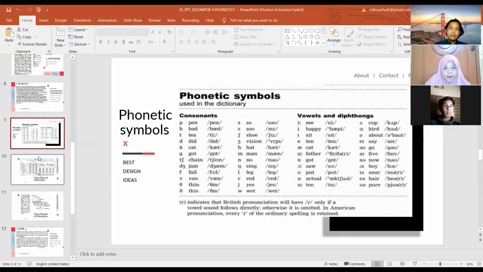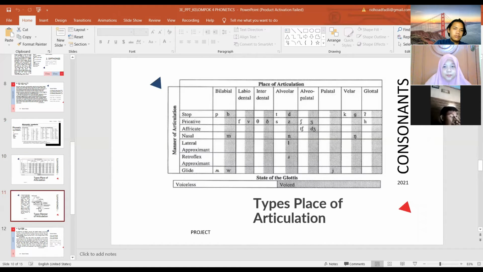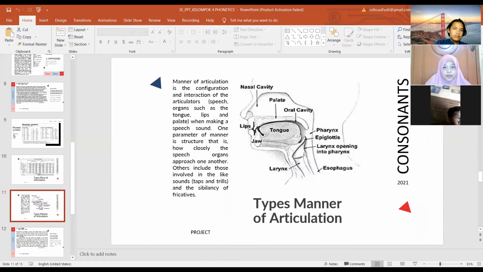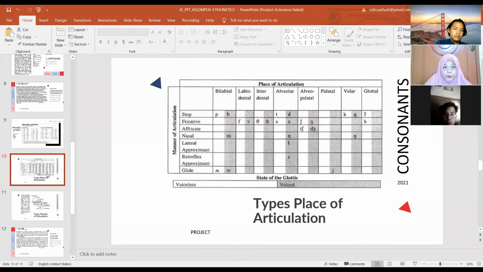Types of place of articulation. There are example types of place of articulation. 1. Labial is a sound with an articulation point on the lips. Labial is divided into bilabial, which is the sound that is articulated by two lips: P, B, M, and labiodental, which is the sound between the lower lip and the upper teeth: V, F.